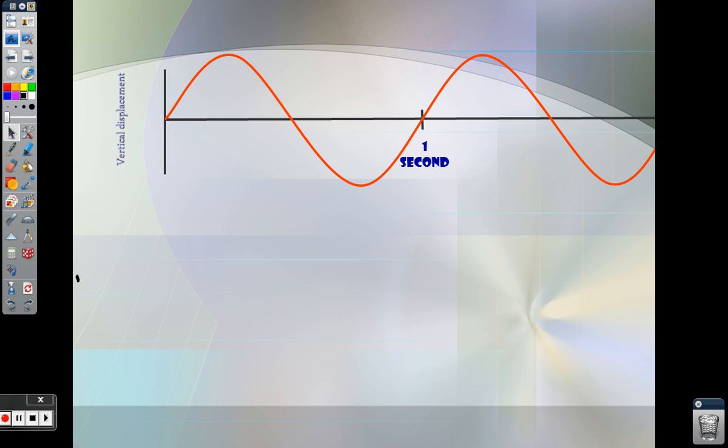Yes, it's where the wave crosses. So in this case, the wave first crosses the x-axis halfway between 0 and 1 second, so like half a second, right? And then it crosses again at a second, and then it crosses again at a second and a half, and then it presumably crosses again at 2 seconds.